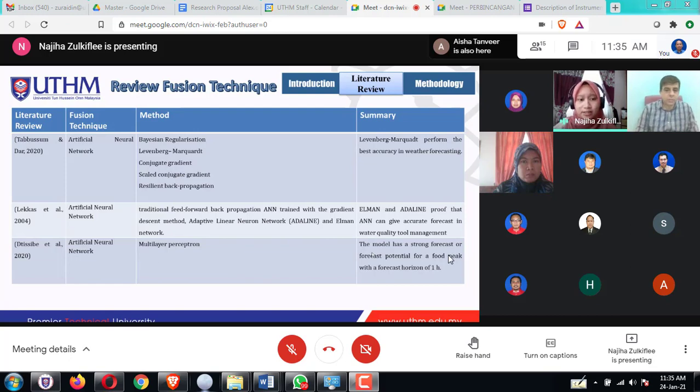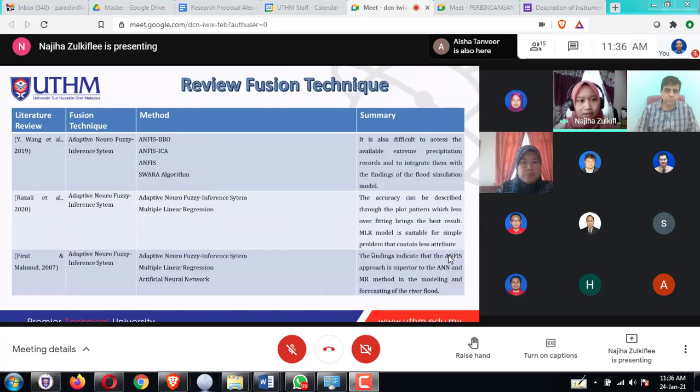Based on Lekas, Elman and Adeline proved that by using artificial neural network can make the forecast accurate in water quality tool management. And based on SB, the model has a strong forecast model for a flood peak with forecast horizon of 1 hour. Next is adaptive neuro-fuzzy inference system.